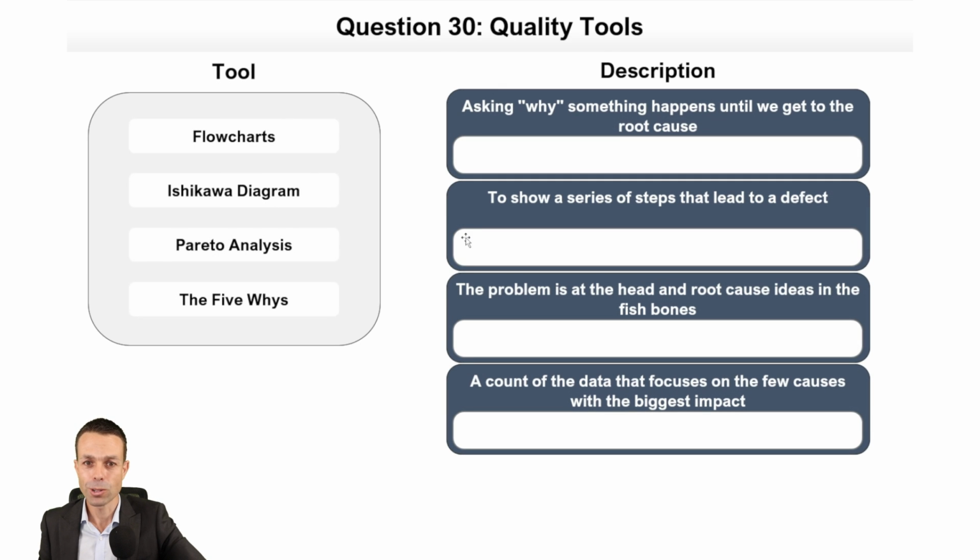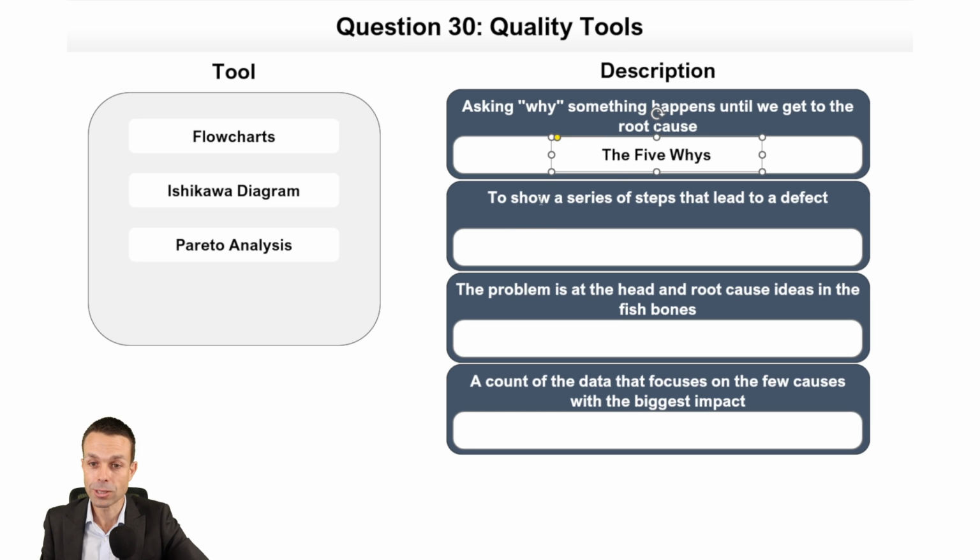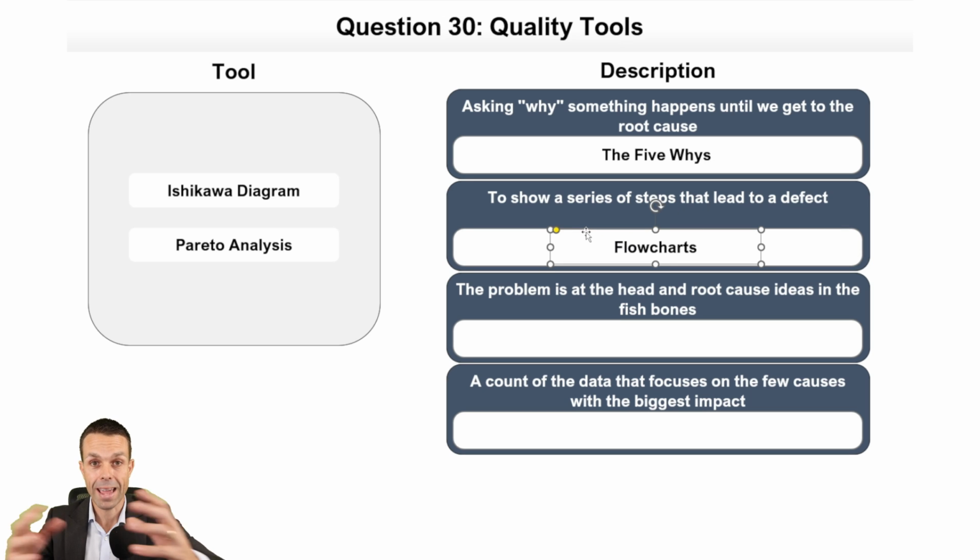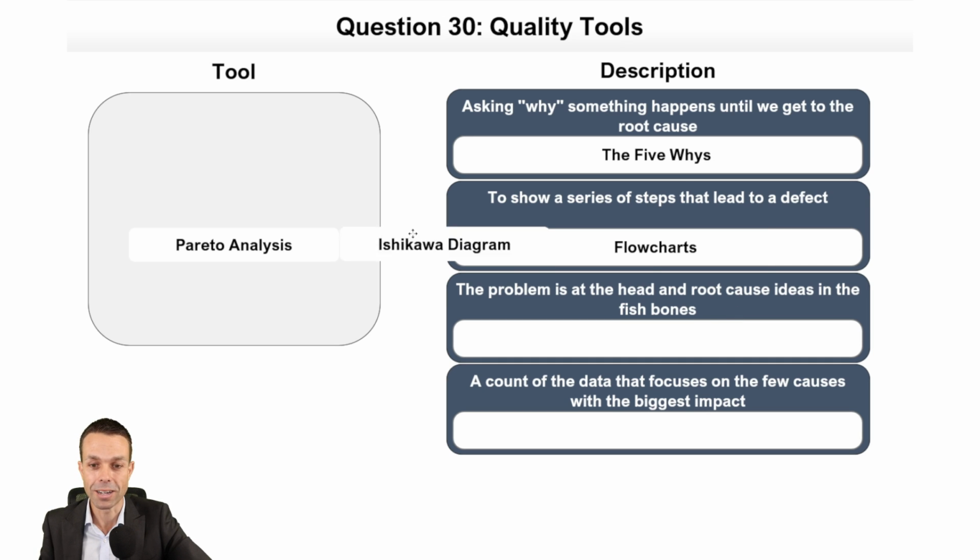Quality tools. What do we do when we ask why something happens until we get to the root cause? That's our root cause analysis, 5 whys. To show a series of steps that lead to a defect, we're going to use flowcharts, and we can do that to figure out how a process or a system works as well when we first join a project team. Very, very handy. The problem is at the head, and the root cause ideas are in the fishbones. A fishbone diagram is also an Ishikawa diagram after the man who created it.